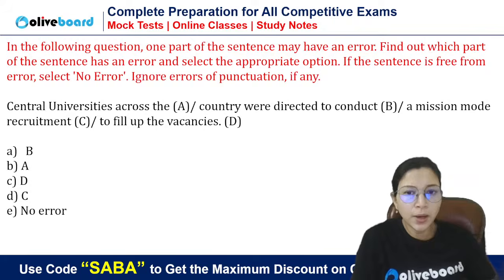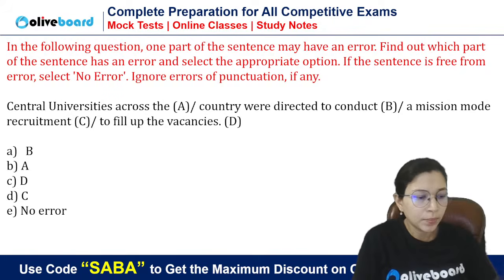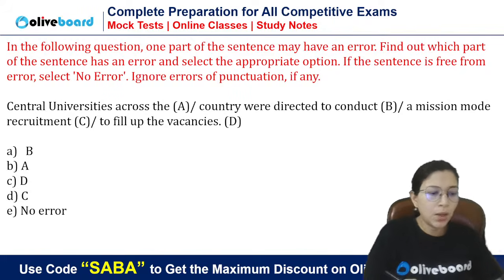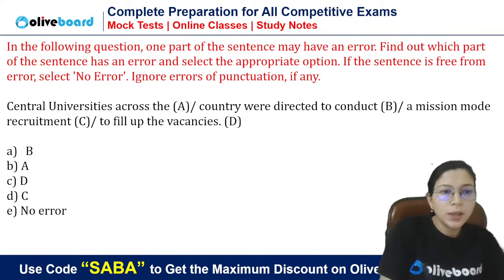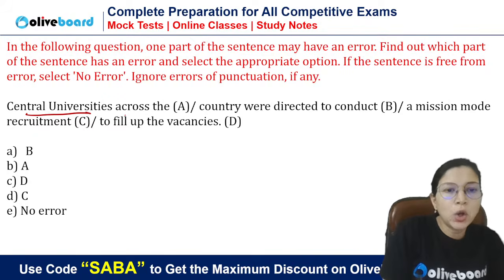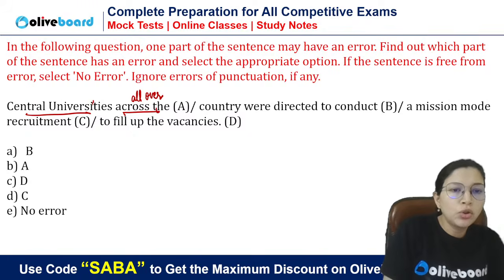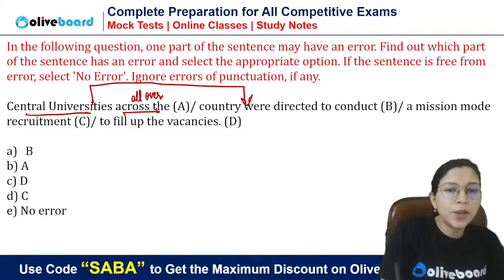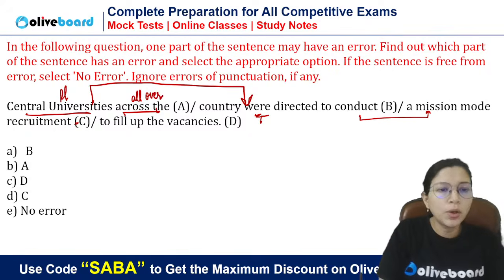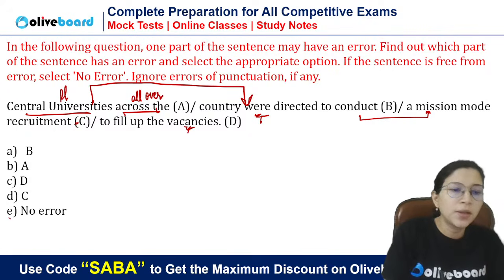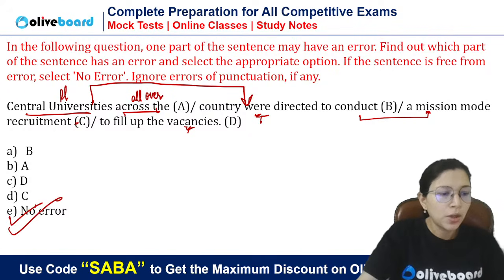A, B. Can anybody tell me what is the error? Central universities across the country. Across here means all over the country. So universities were directed. This word is used for universities, plural subject, plural verb. So universities were directed to conduct a mission mode recruitment to fill up the vacancies. That is correct. There is no error.